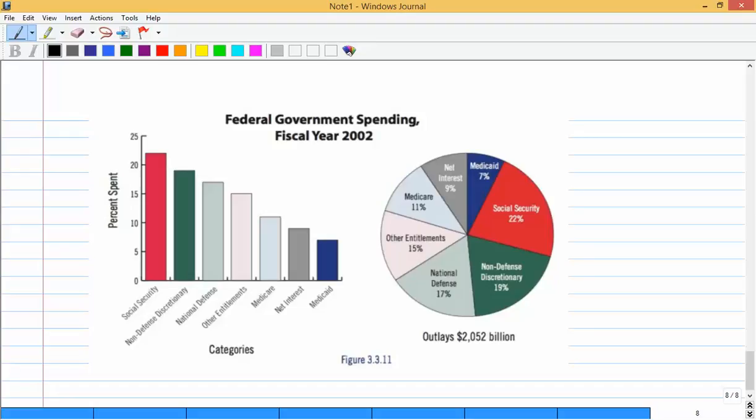For me personally, seeing it in a pie chart kind of helps me understand. I mean, I know that I can tell that Social Security is the most, but here I can see the actual area of this pie. Social Security is larger than this. But either way, you can really tell what the data is trying to show. It's not very misleading there.